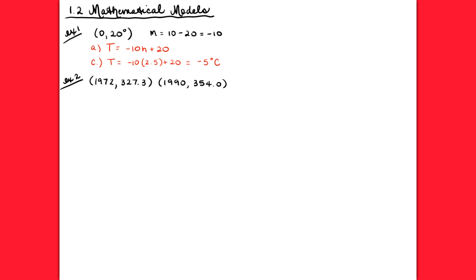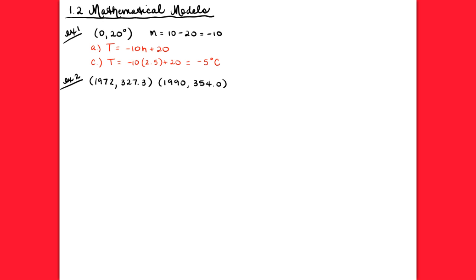So example 2 says, table 1 lists the average carbon dioxide level in the atmosphere measured in parts per million at the Mauna Loa Observatory from 1972 to 1990. Use that data in table 1 to find a model for the carbon dioxide level. Okay, so if we took all of the information in table number 1 and plotted it, you would get that graph that you see there in figure 4 on the top of page 27. What does that look like to you? Does it look linear, quadratic, exponential, logarithmic, cubic? What does it look like? Yeah, it looks linear to me.